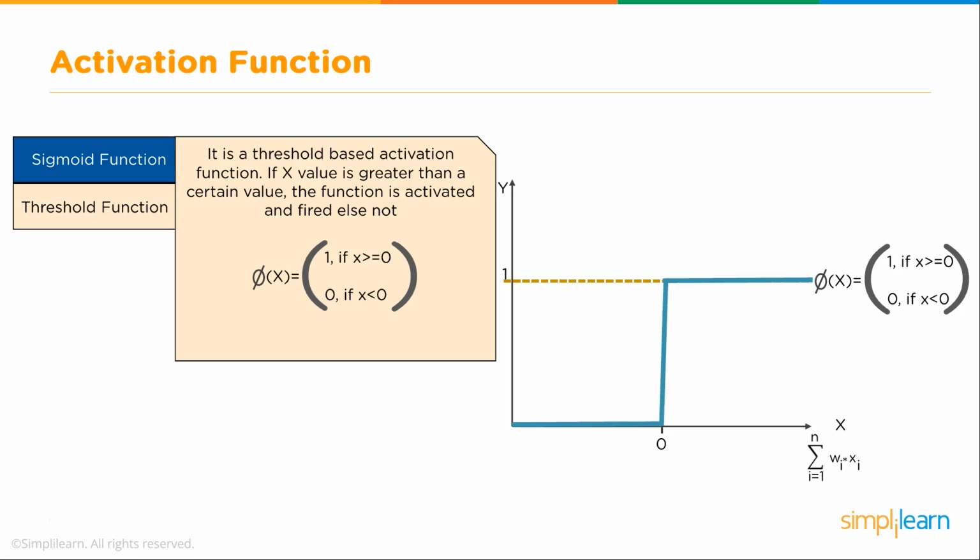So the sigmoid function is probably the default on most of them. The next one is the threshold function. It is a threshold-based activation function. If the x value is greater than a certain value, the function is activated and fired, else not. Pretty straightforward. Yes, no, true, false.